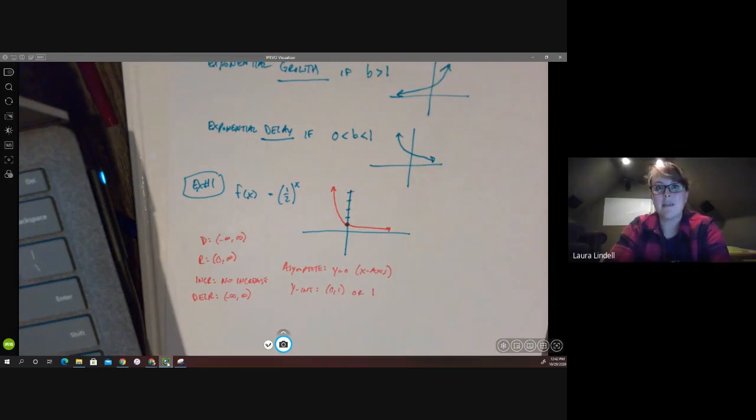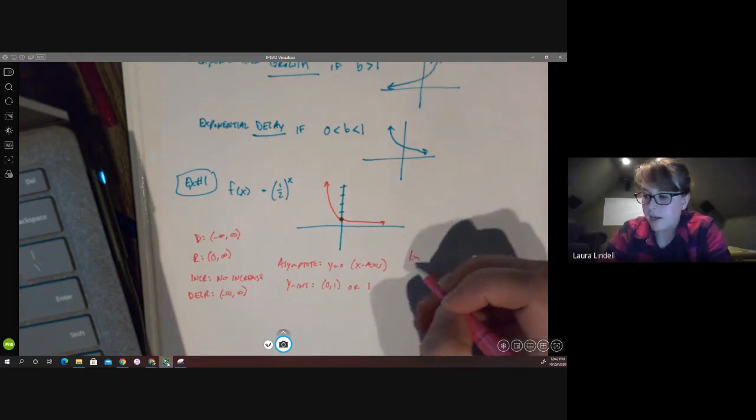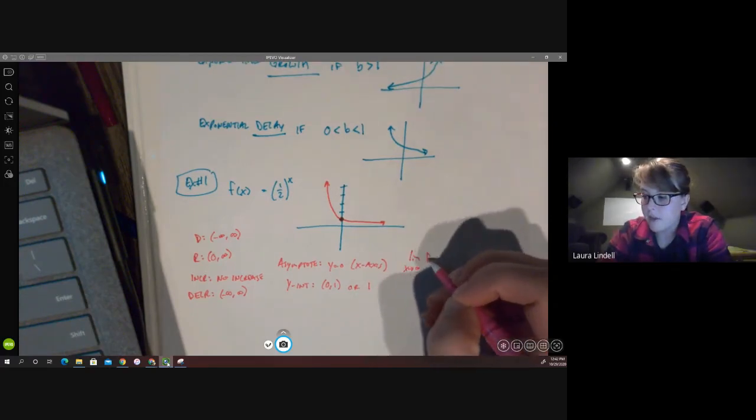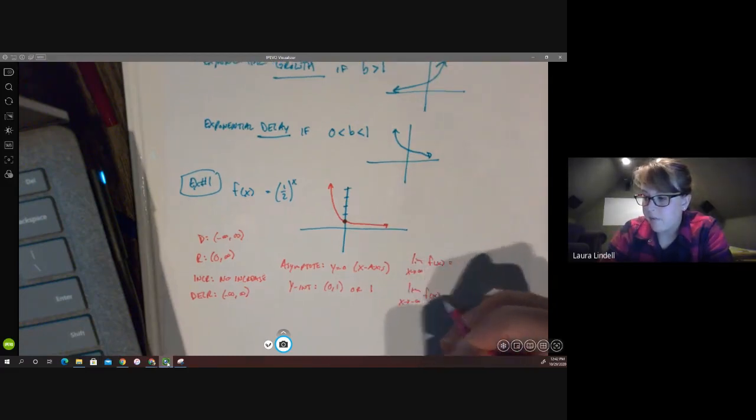We also will likely be asked about the end behavior. So we have to remember our limit notation for end behavior and all of that. The limit as x goes to infinity of f of x, and the limit as x goes to negative infinity of f of x.